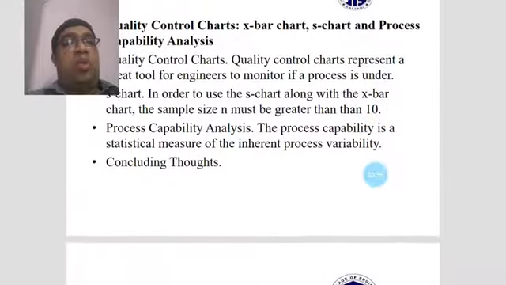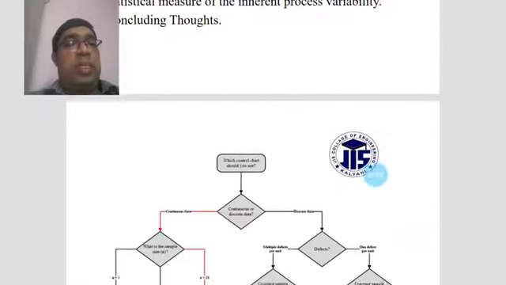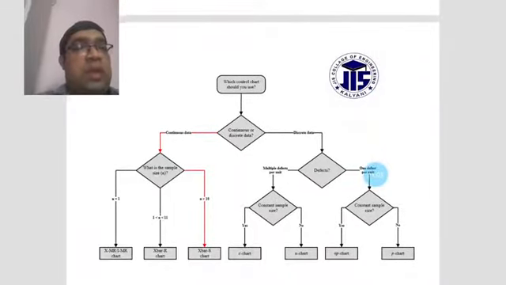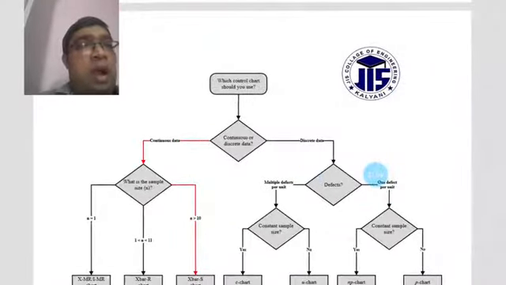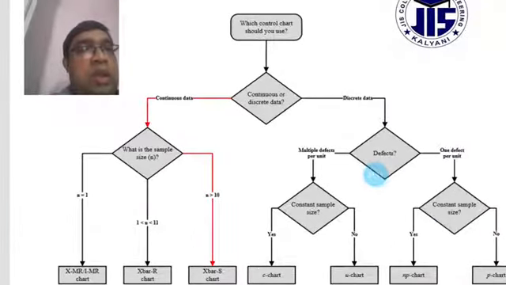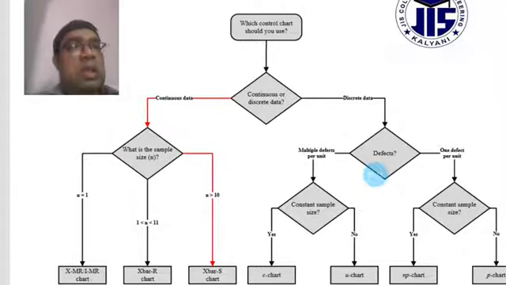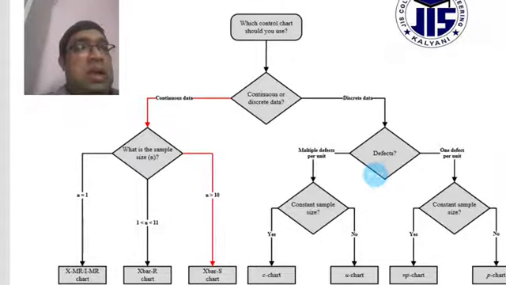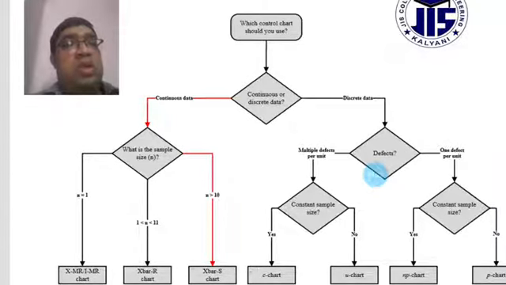To conclude, you have to concentrate on this figure: which control chart should you use? First, consider whether the data is continuous or discrete.